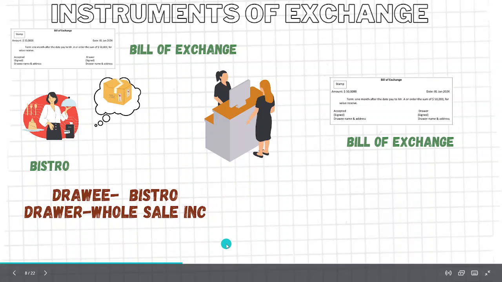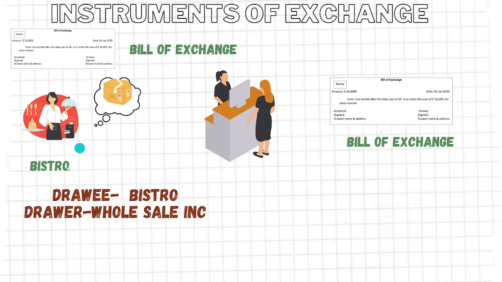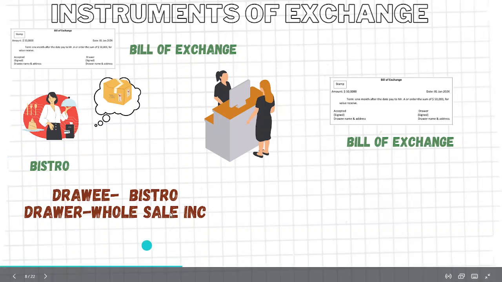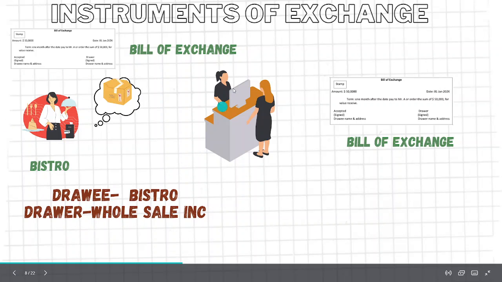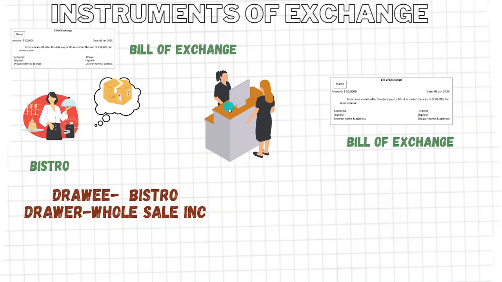So I just want us to note, however, that the drawee would be Bistro's restaurant, and the drawer will be Wholesale Inc. It's not the cashier, because at the end of the day, the money is not going to the cashier's bank account. It's going to Wholesale Inc.'s bank account. So let's say you have 1 month to repay this amount of money. You have to repay in 1 month's time. And this is basically a very, very short term loan.